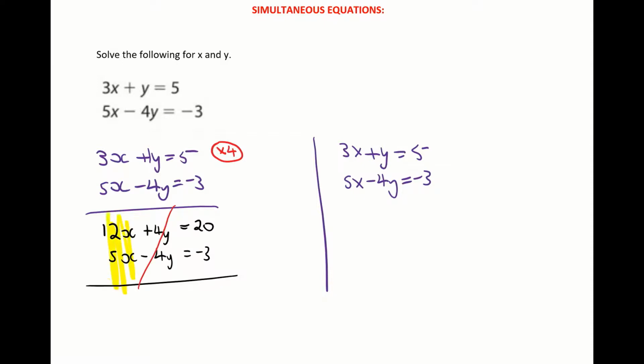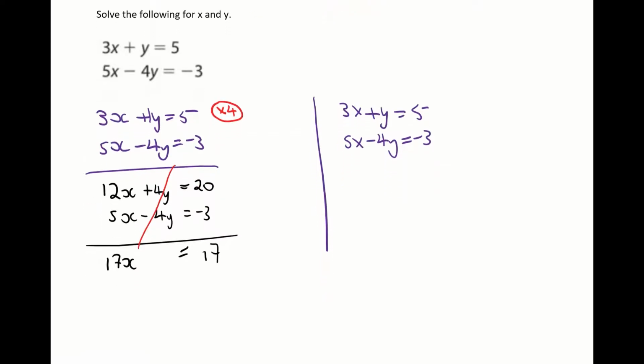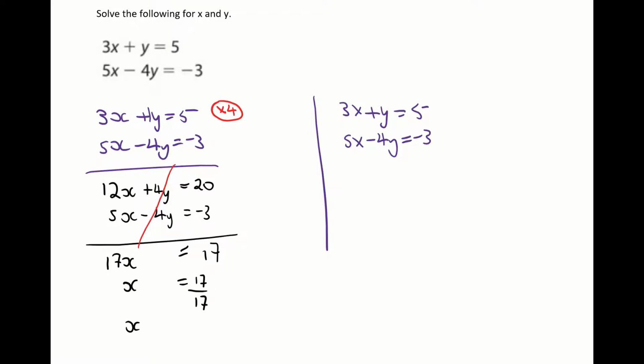And then looking at the x's, 12x plus 5x gives me 17x. We put back in our equals, and then we take away the constants, the numbers. 20 take away 3 is 17. I want to find the value of x on its own, so x is equal to 17 divided by the number in front of the x, which is also 17. So 17 divided into 17 is 1. So that's our x found.